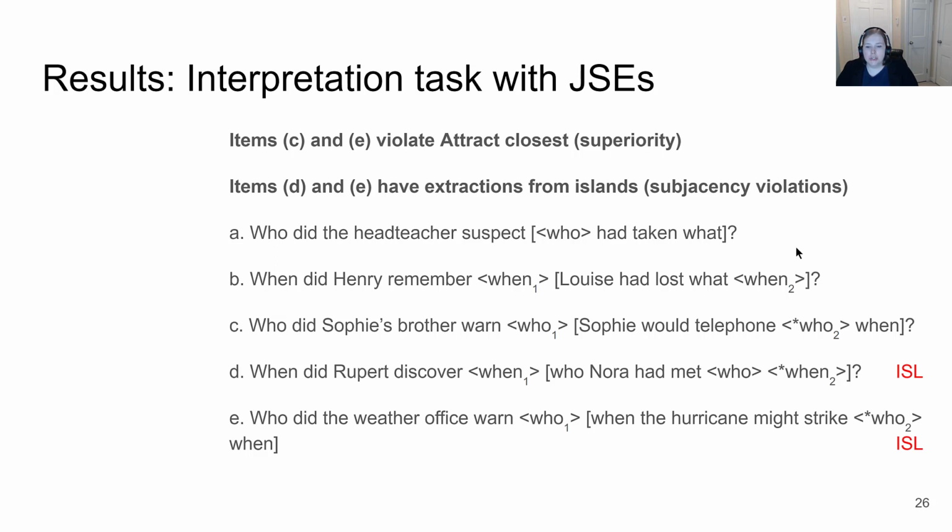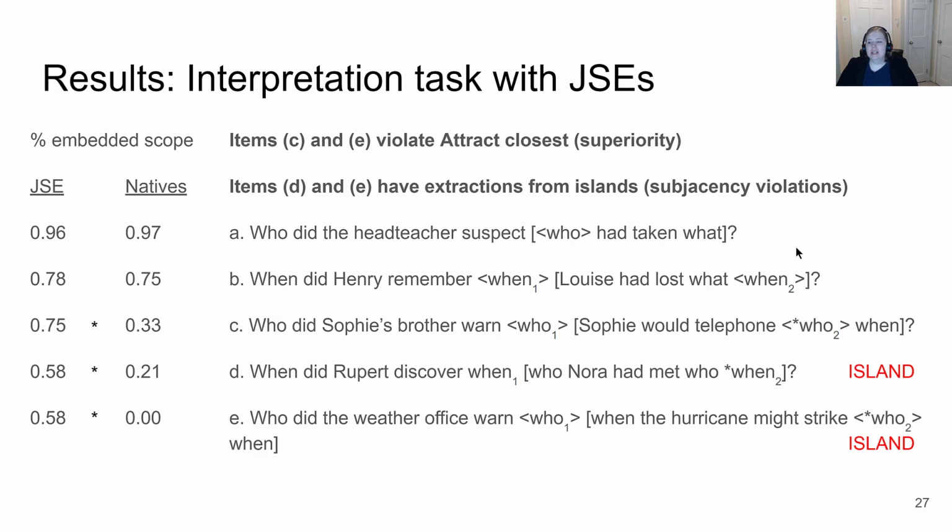So who did the weather office warn when the hurricane might strike? Weather office, as in the office that studies weather, I guess. And so it has to be who was warned. It can't be who was struck. Okay? Because who can't get past when. It also would be a superiority violation because you wouldn't expect when to move before who. Okay.